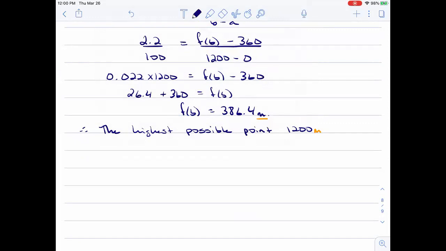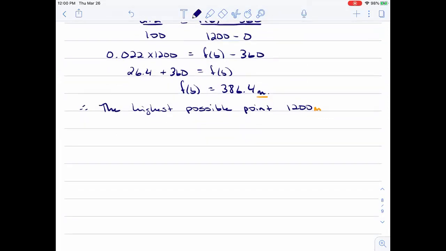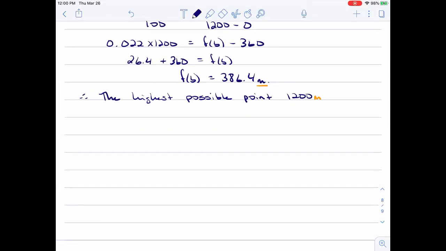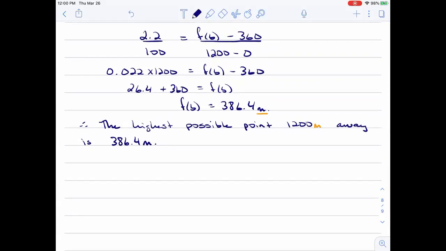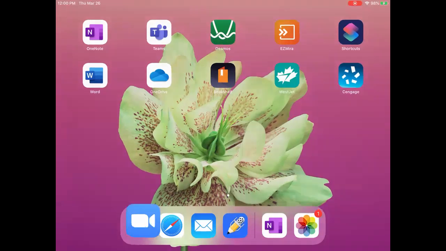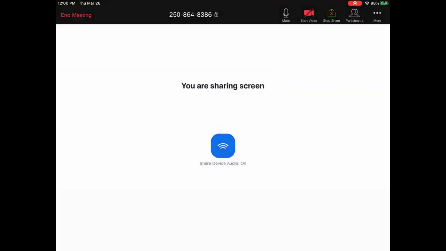I feel like that makes more sense in the question, knowing something about elevations. So the highest possible point, 1,200 meters away, is 386.4 meters. Okay. Check for questions here, but I see none on that end and none over here. Okay.